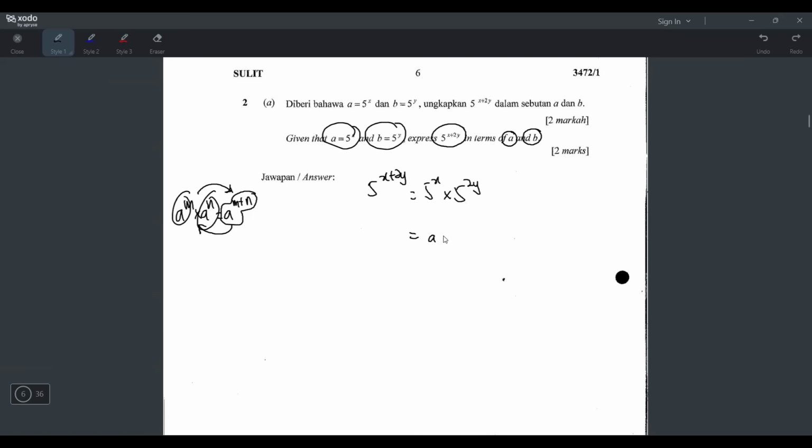But for this 5 power 2y, how? Can you write B? Cannot, right? Then some of you will say, oh sir, write 2B, because 5 power y is B. So 5 power 2y is 2B. Eh, how can? Wrong. How can?